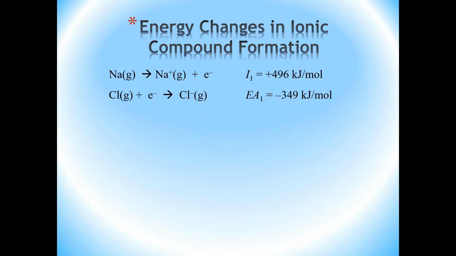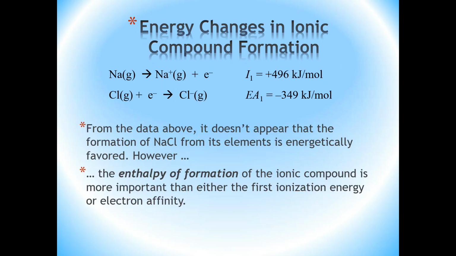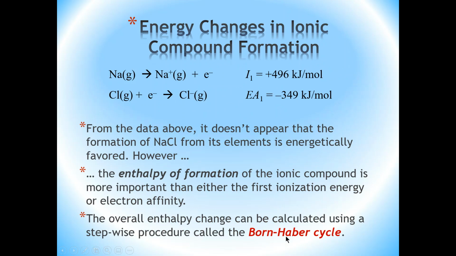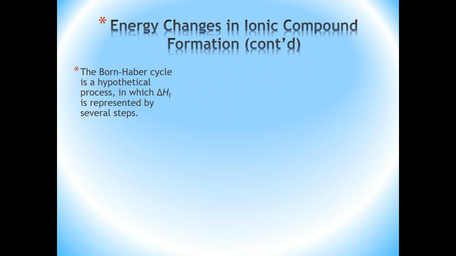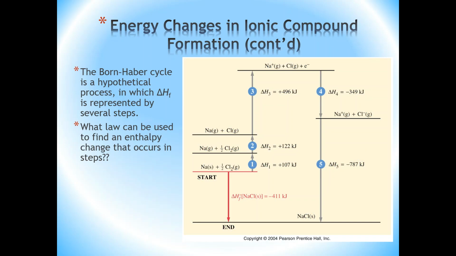Let me go to full screen here. And let me skip all this since I discussed this already. So, yes, the Born-Haber cycle is what we're going to look at in order to understand why sodium chloride and other ionic compounds turn out to be energetically stable. The Born-Haber cycle is basically a hypothetical process which represents the enthalpy of formation in several steps. So it's not a one-step process to go from the elements to the final product. There are several steps, as you can see in this diagram right here.